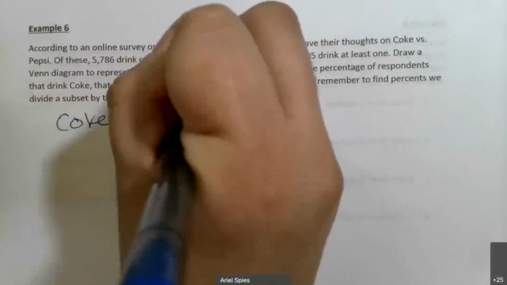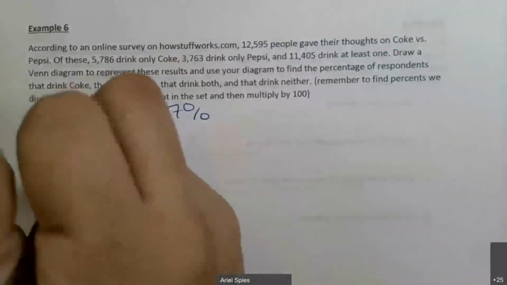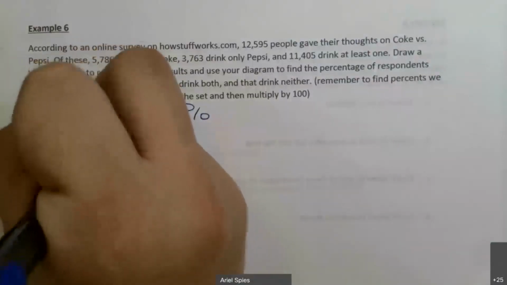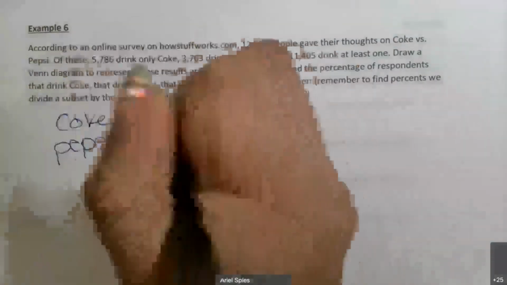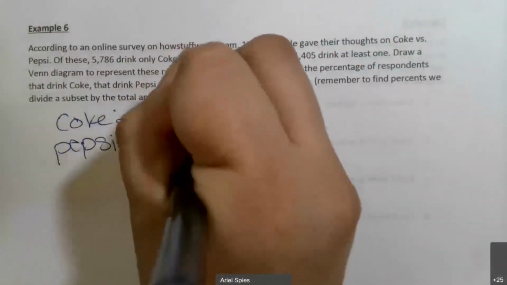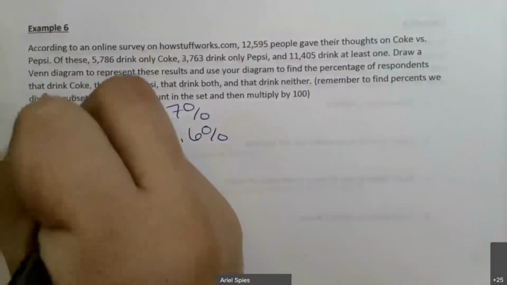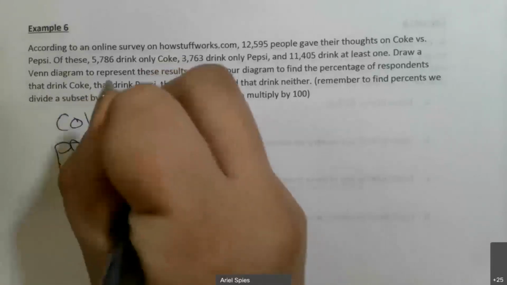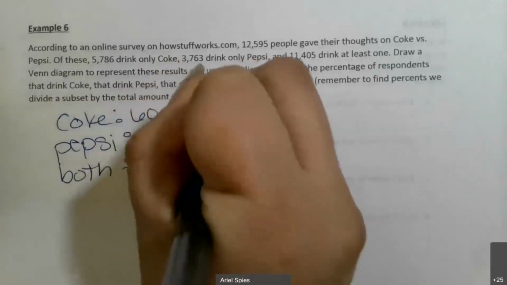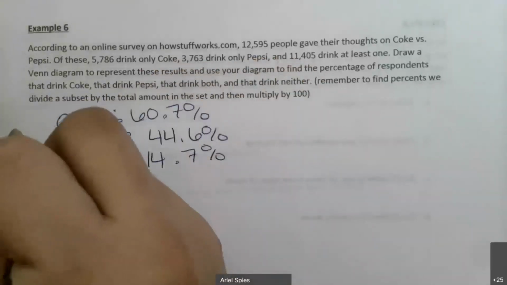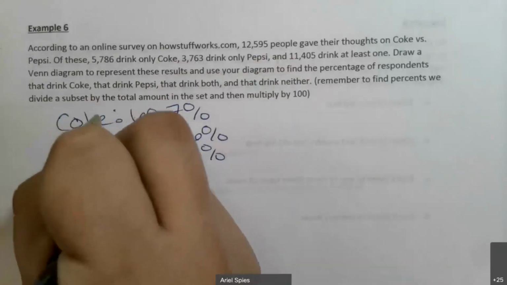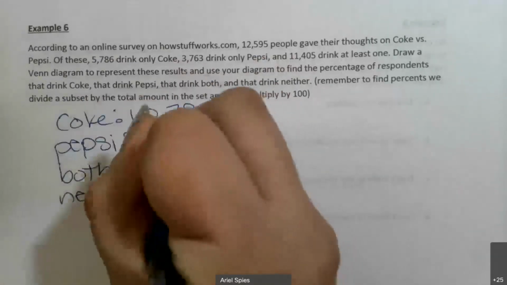So Coke is 60.7%. Pepsi is 44.6%. Both is 14.7%. And neither is 9.4%.